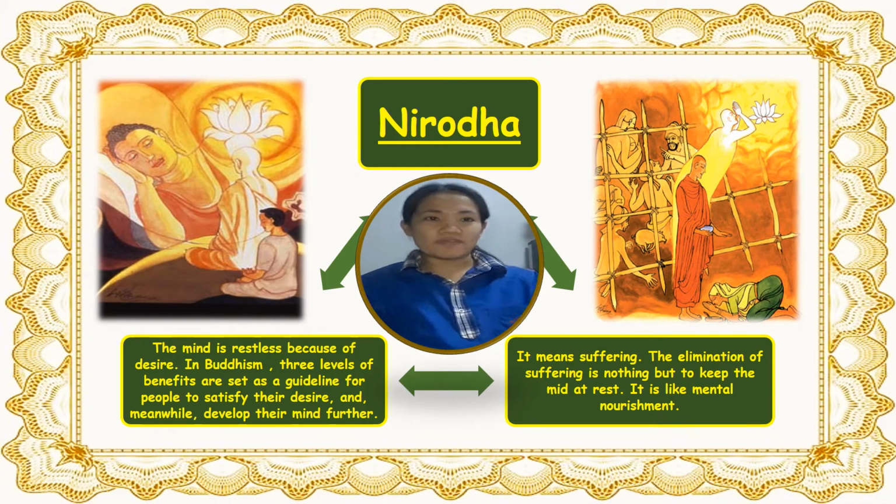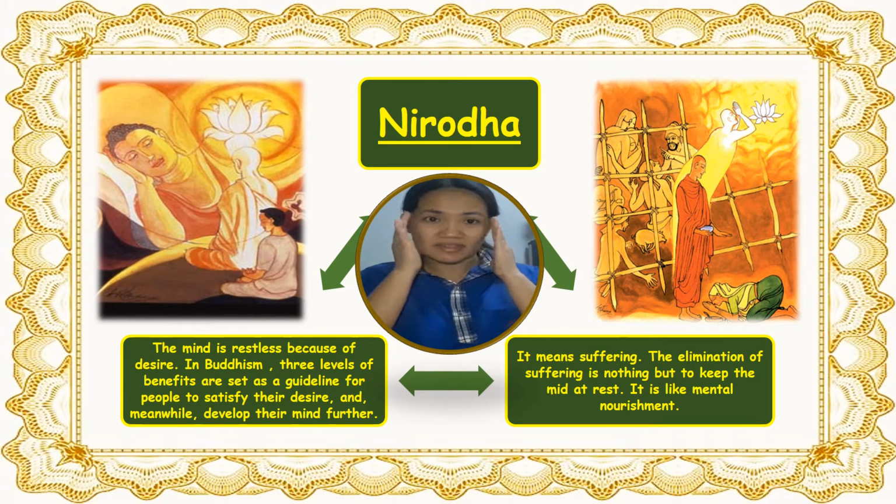Our second topic for this week is about Niroda. So let's know about Niroda. So class, let me just remind you that Niroda is the 3rd noble truth out of 4 noble truths. So Niroda, it means suffering. The elimination of suffering is nothing but to keep the mind at rest. It is like mental nourishment.